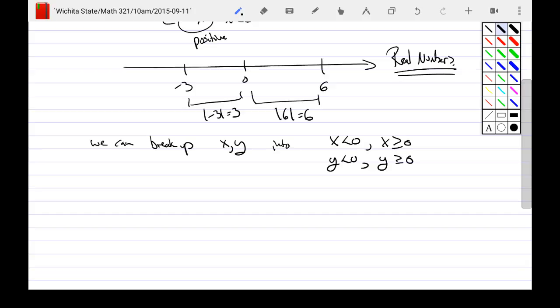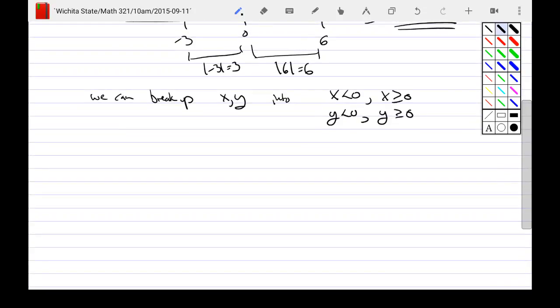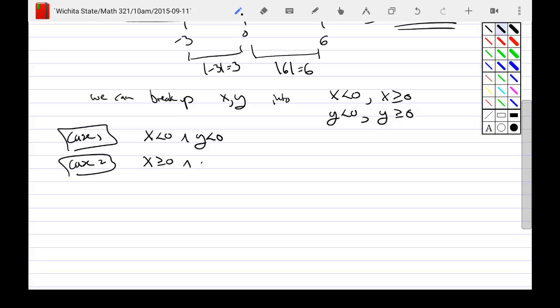So knowing that, those are the things I can use to bust this up. This will become four cases, right? If I pick some numbers for x and y, case one is, how about, what if I pick x to be less than 0 and y to be less than 0? What would case 2 be? Well, how about we pick the non-negatives: x greater than or equal to 0 and y greater than or equal to 0?